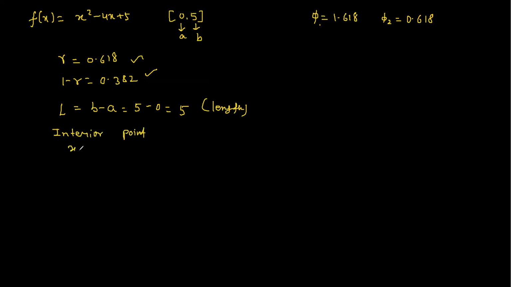So first we find the interior points. Let's suppose the interior points are x1 and x2. Okay. So from 0 to 5 in this range, this is x1 and this is x2. What is x1? A plus, this is the formula, 0.382L. Understood? And this is A plus 0.618L. Understood? Okay. What is L? And what is A?